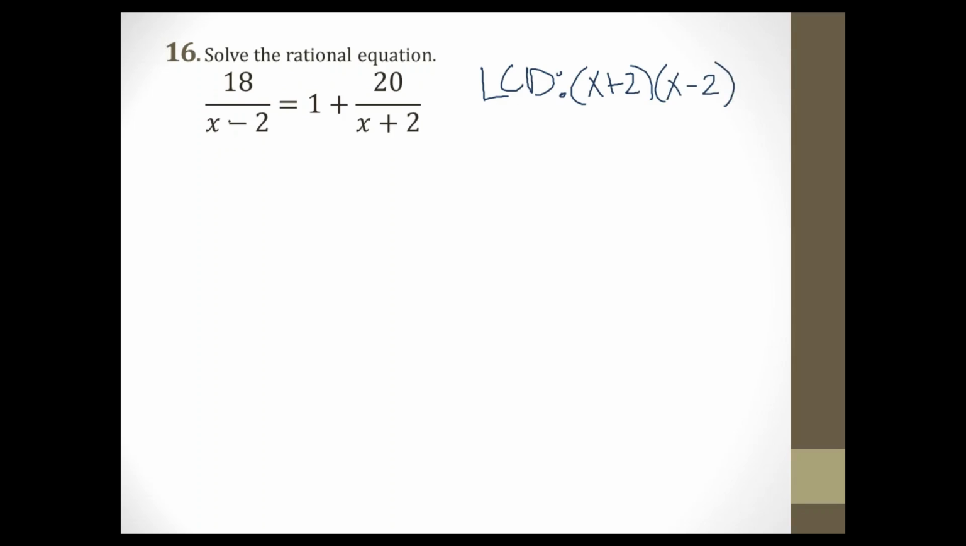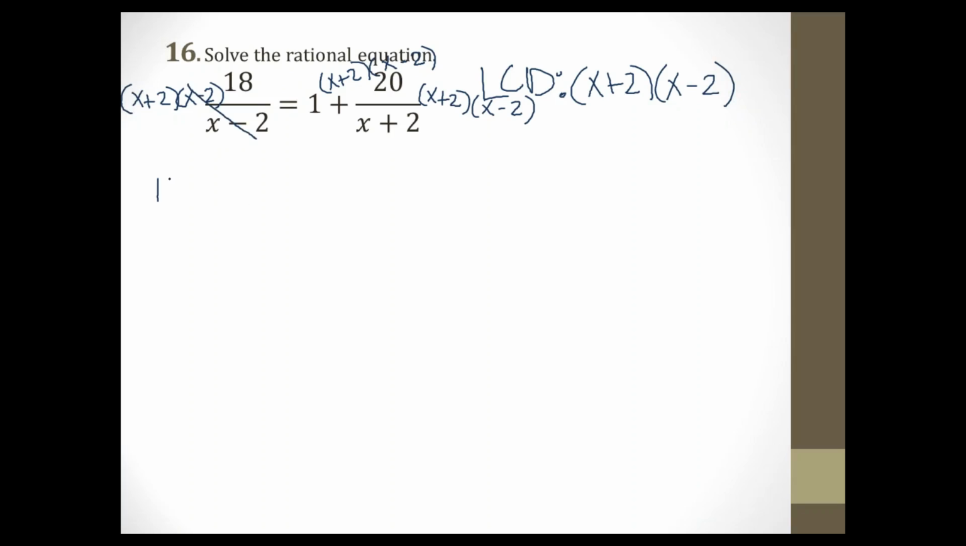So we're multiplying everything in this equation by x plus 2 times x minus 2. And we're going to do it over here. x plus 2 times x minus 2. It's kind of messy. And one more, x plus 2 times x minus 2. All right, so now let's see what happens. So on the left-hand side of the equal sign, the x minus 2's cancel.